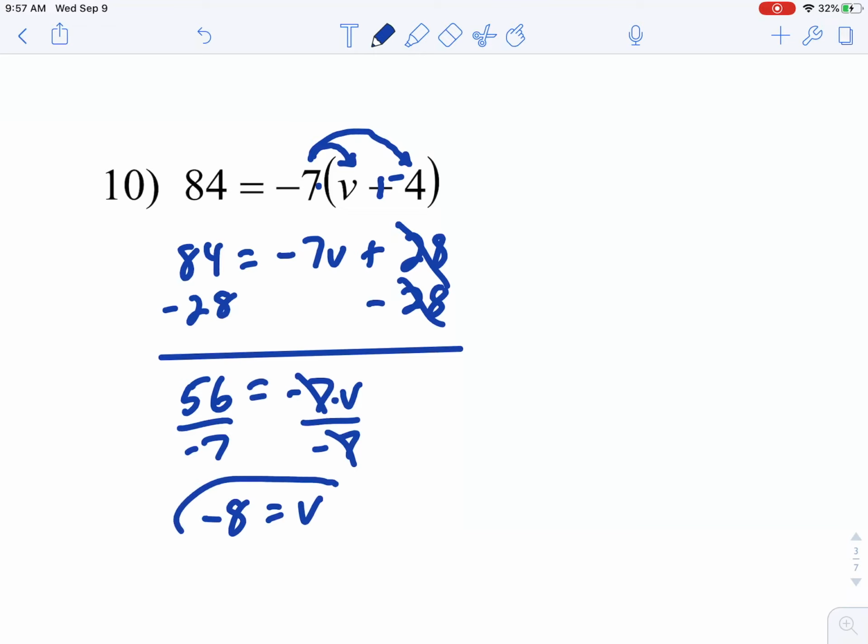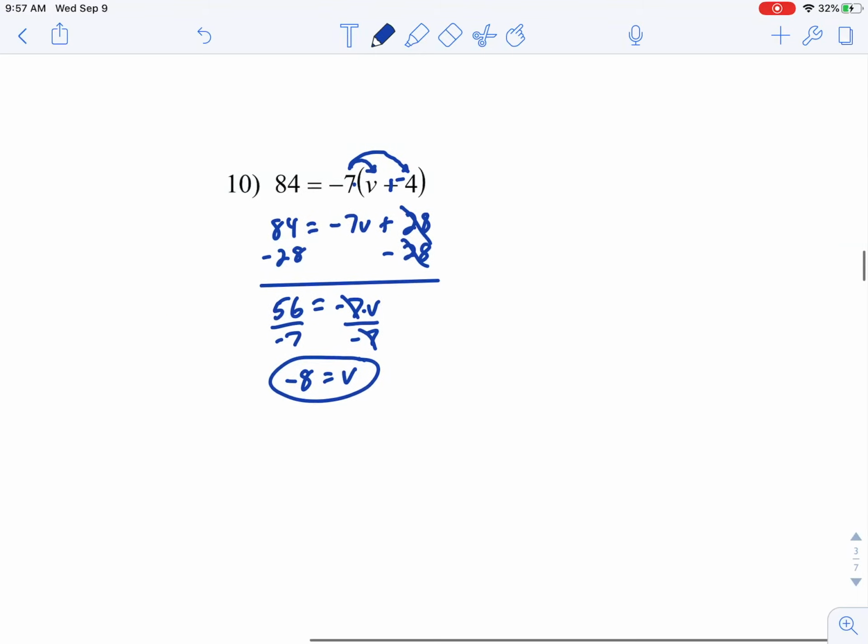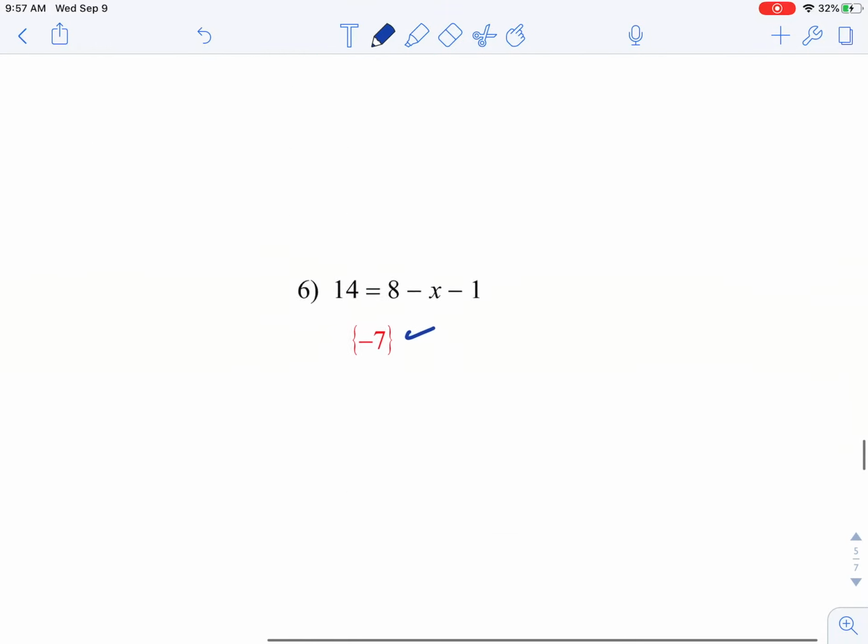Sorry, that might have hurt your ears if you're using headphones. I'll try not to make that sound anymore. So number 10 should be negative 8. There it is.